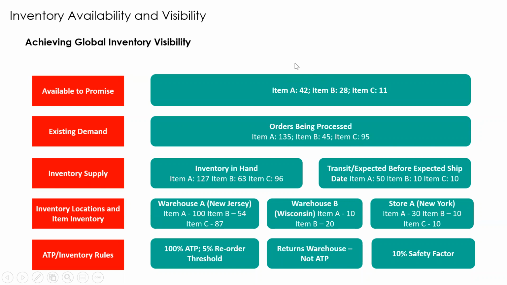Okay, so this is what you're going to give to the selling channel, and this is what you're going to see in your selling channel, that item A availability is 42. The reason for that is you had 177, but you already have orders, or you basically have existing demand of 135.